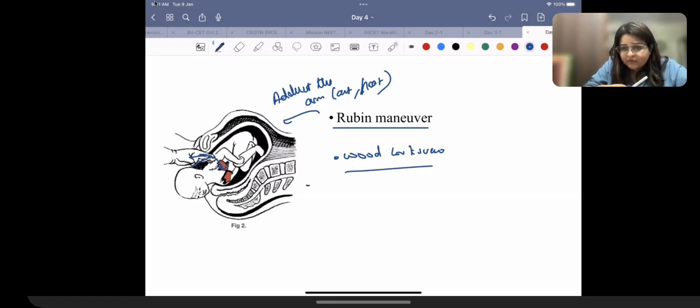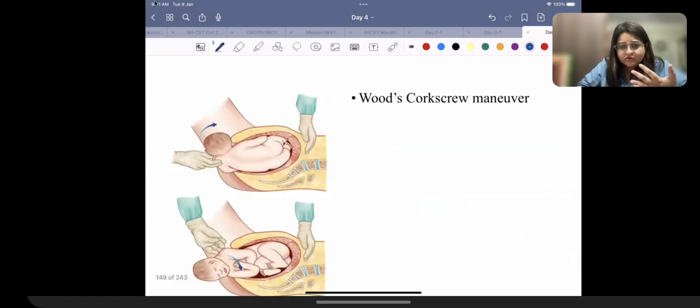Now, if the Rubin maneuver fails, then you move on to the Wood's corkscrew maneuver. What is the Wood's corkscrew? You continue this. That means adduct at the shoulder, but it hasn't got disimpacted. So rotate this whole baby by 180 degrees. Your hand is here. Try to rotate this baby by 180 degrees. In the process of rotation, the arm comes out. So that's the Wood's corkscrew maneuver.